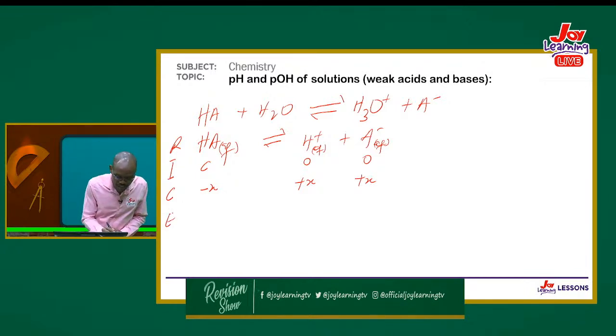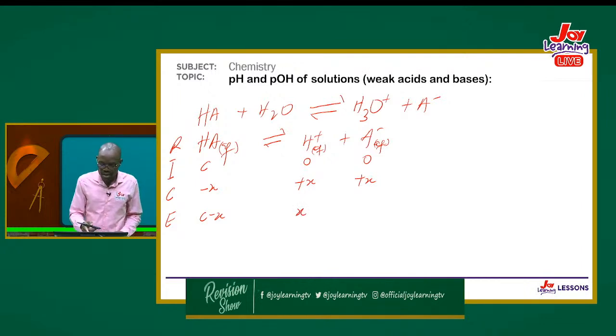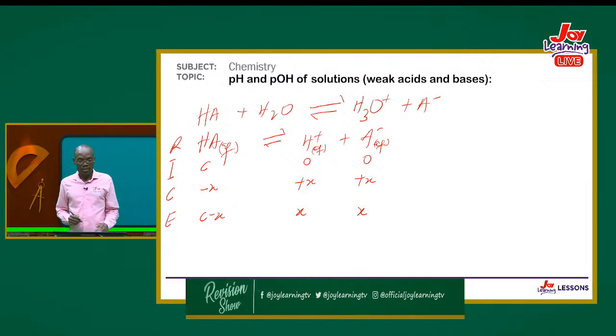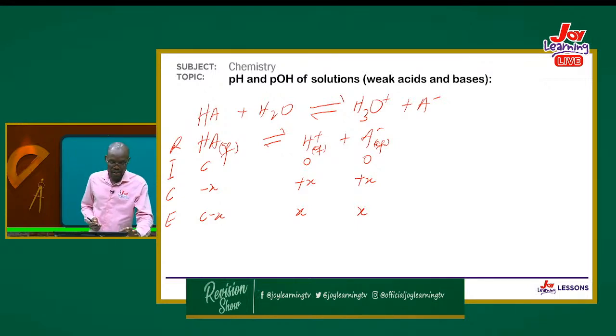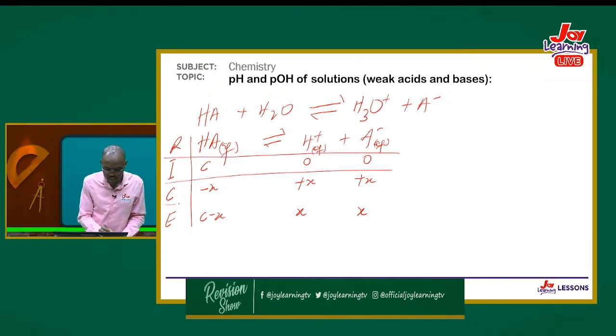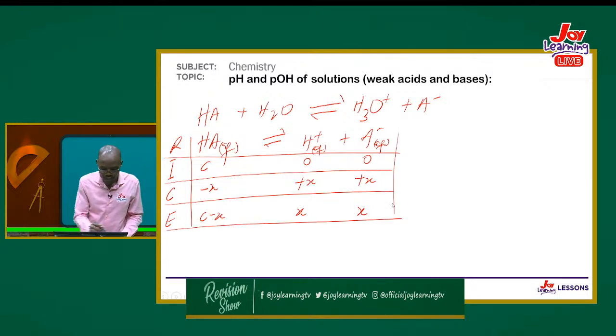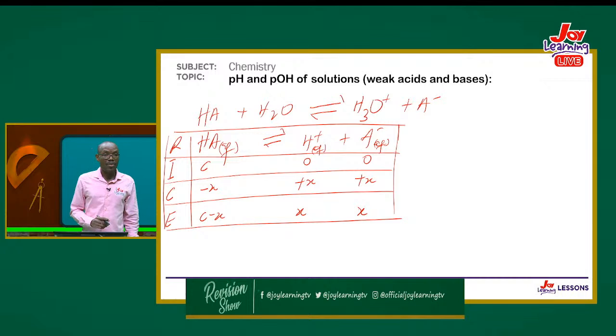So I'll have C, if I add the initial and the change, I'm going to have C minus X to give me the equilibrium concentration. So C minus X. And then here, 0 plus X will give me X. Okay, so that is the RICE, R-I-C-E. If you want to put it in a table form, then it becomes the RICE table. So that's the RICE table.